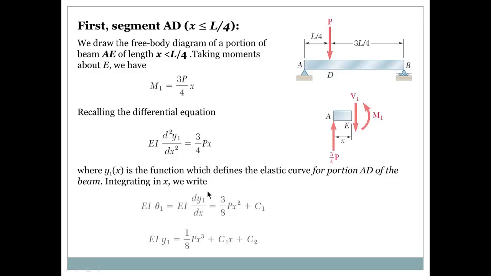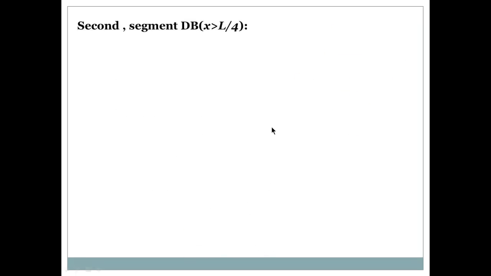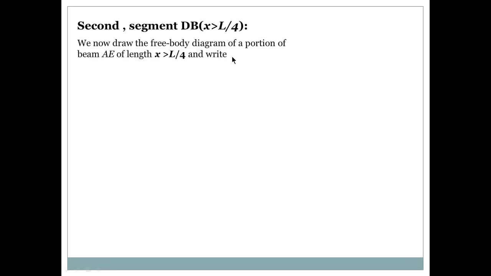Now we integrate it twice. We're going to end up having two constants of integration, C1 and C2, and these are the equations. This is the equation for the slope, and this is the equation for the deflection for the first segment. Now let's do the second segment where x is greater than L/4.